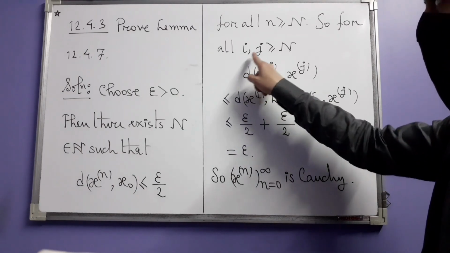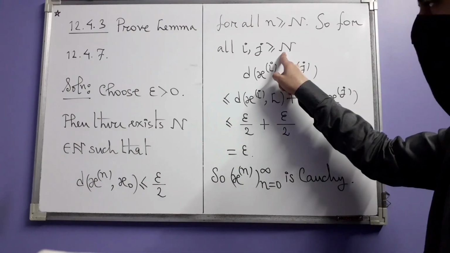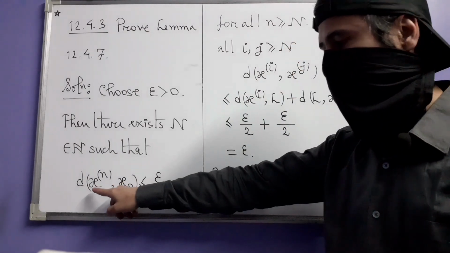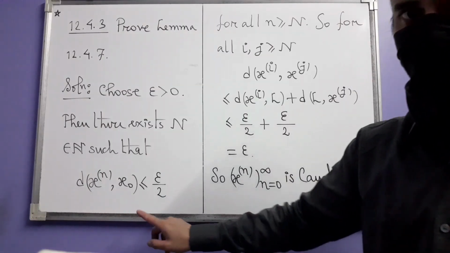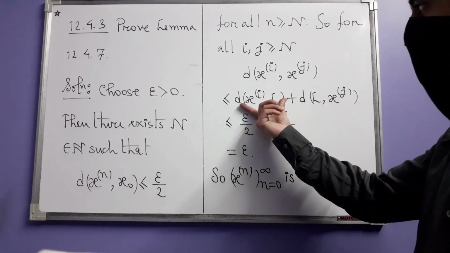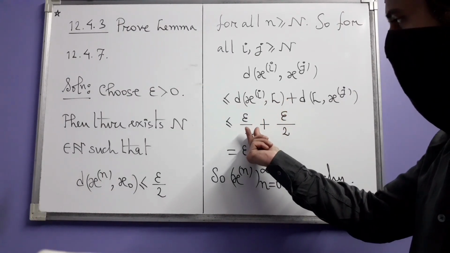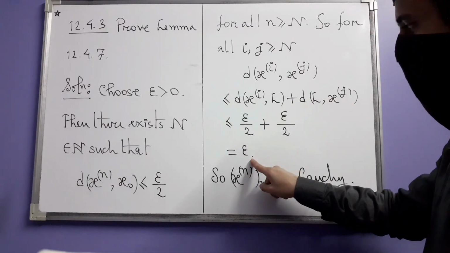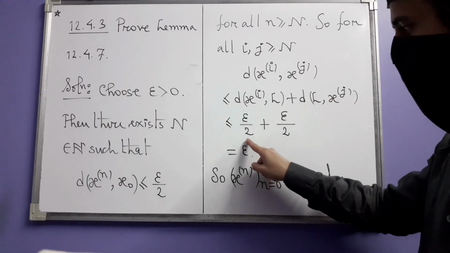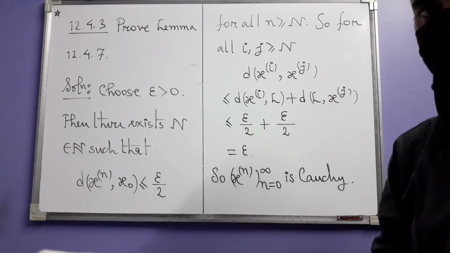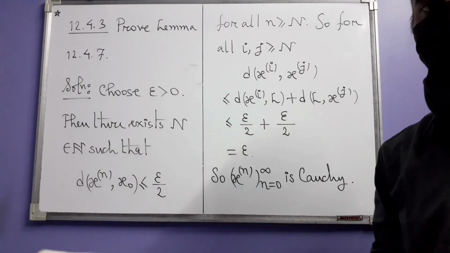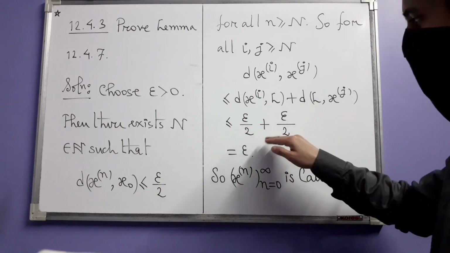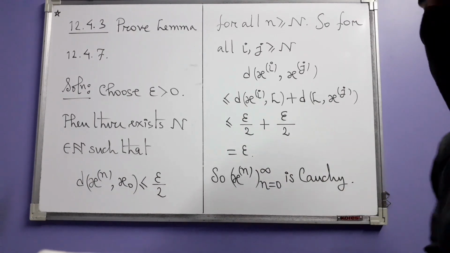Now because i and j are both greater than or equal to N, you can think of them in place of this n here. So that means for each one of them, this inequality will be true. So this is less than or equal to epsilon over 2, and so is this. And their sum is epsilon. It is to get this epsilon here that we chose epsilon over 2. If instead you choose epsilon, you will just get 2 epsilon, that's it.